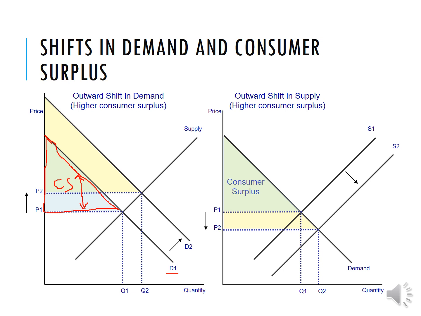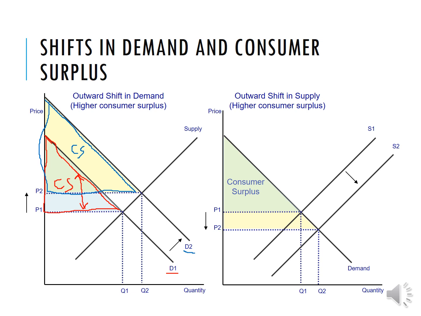Now, if demand shifts to the right to D2, we have a new area of consumer surplus, and that is indicated by this area here. And what we can see is that the blue triangle, the new consumer surplus, is bigger than the red triangle, so an increase in demand here has caused higher consumer surplus.